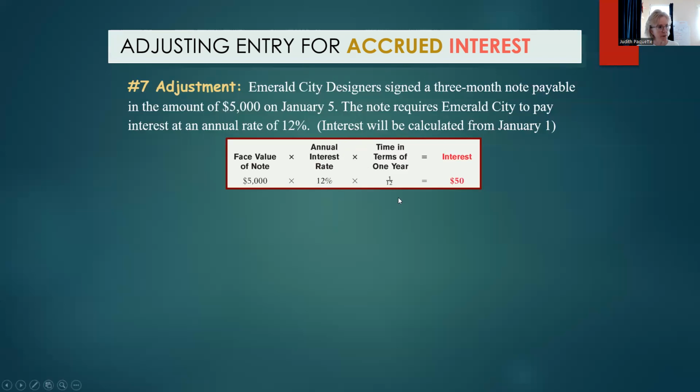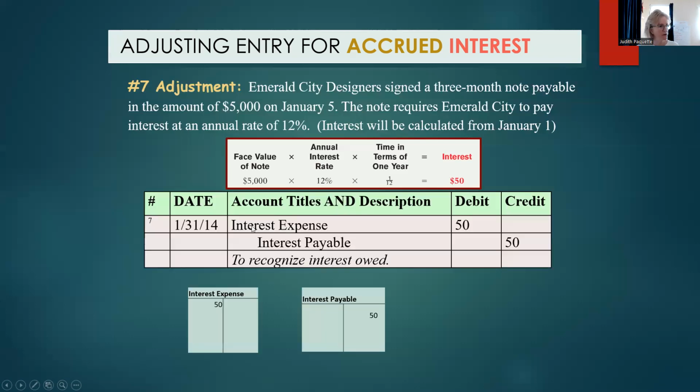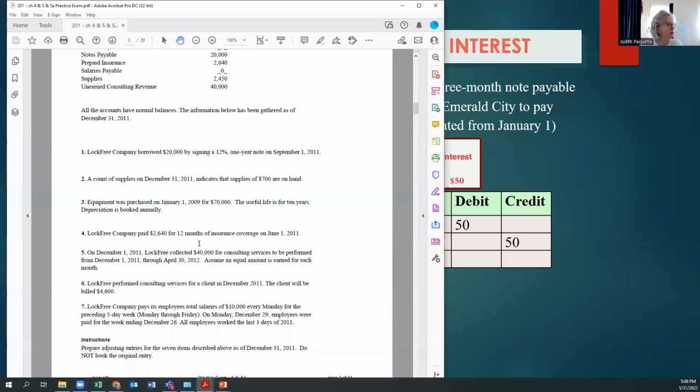And in my example, it was only for 1 month. If it were for more months, you'd say 50 times 2 or 50 times 3. All right, so here's your journal entry. Again, you may have trouble coming up with the dollar amount, but get that journal entry down. So let's look at the problem real quick. And we've got a note. Lockfree borrowed $20,000 by signing a 12% 1-year note on September 1st. No adjustments been made. It's now December 31st.